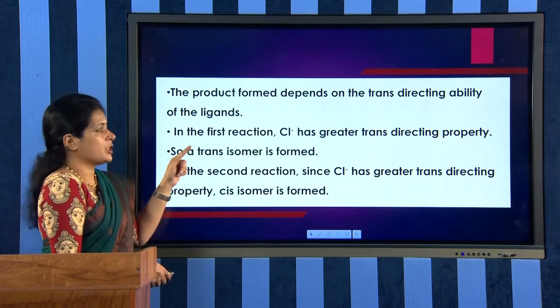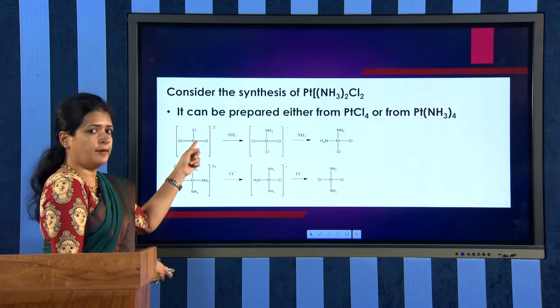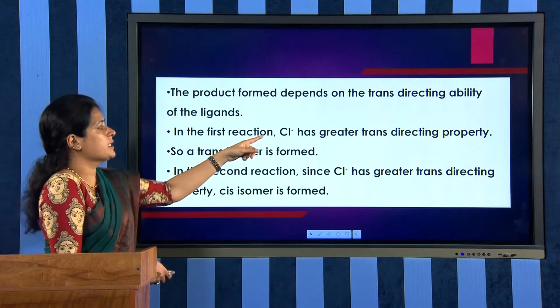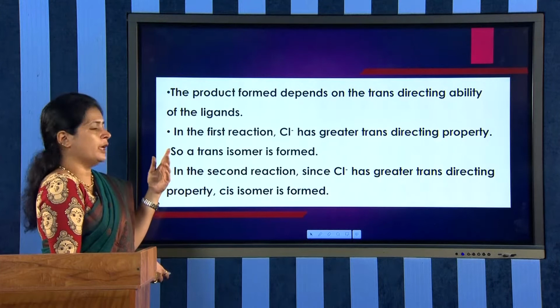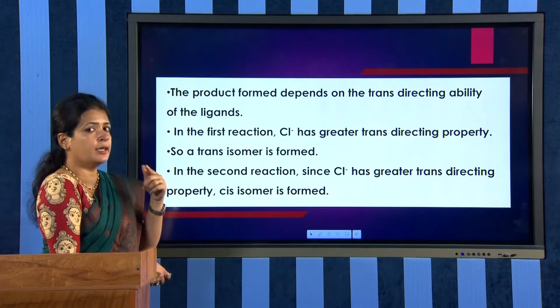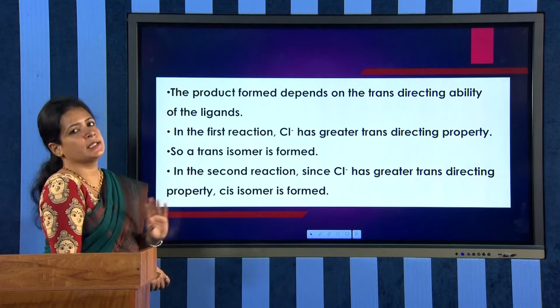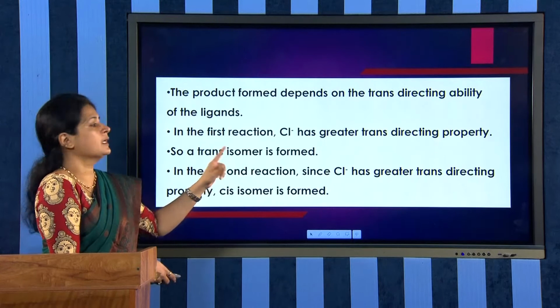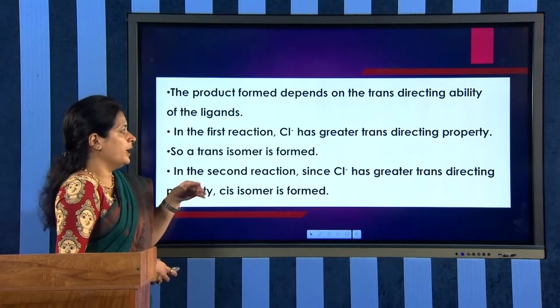In the first reaction, it was the PtCl4 2 minus complex. In this reaction, Cl minus has a greater trans-directing property than ammonia. That is why we get a trans isomer. In the second reaction, since Cl minus has a greater trans-directing property, a cis isomer is formed.